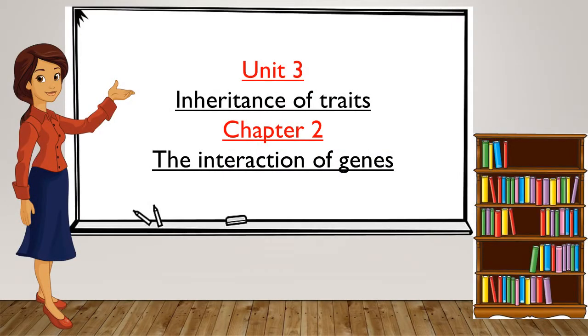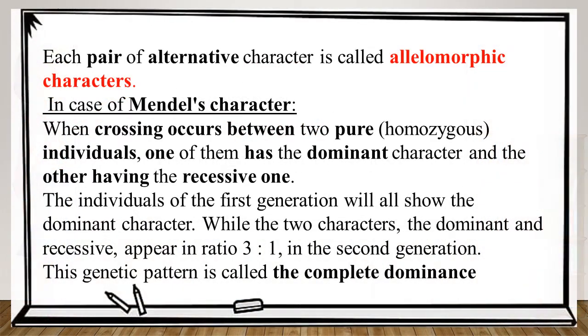Good morning, dear. Today we are going to talk about Unit 3, Inheritance of Traits, Chapter 2, the interaction of genes. We said before that each pair of alternative characters is called allelomorphic characters or contrasting characters.